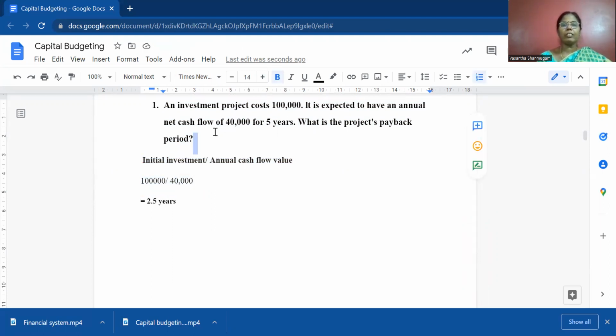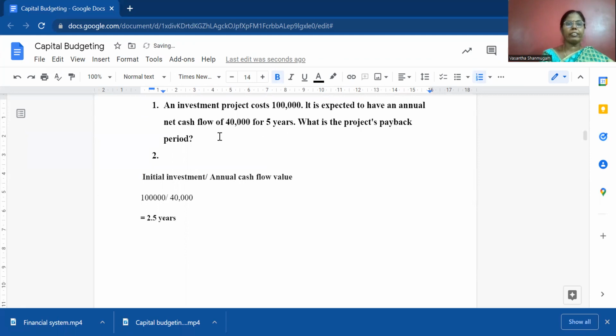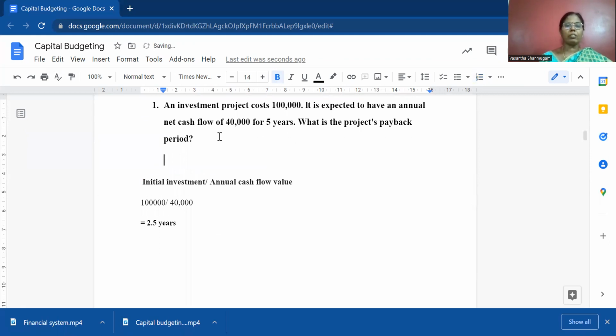Here it is given that they are able to generate an annual cash flow, that is, it is similar to an annuity. They are able to generate 40,000 for a period of 5 years. So take the formula: initial investment divided by average cash flow. What is the initial investment? Initial investment is 1 lakh. Please understand here.